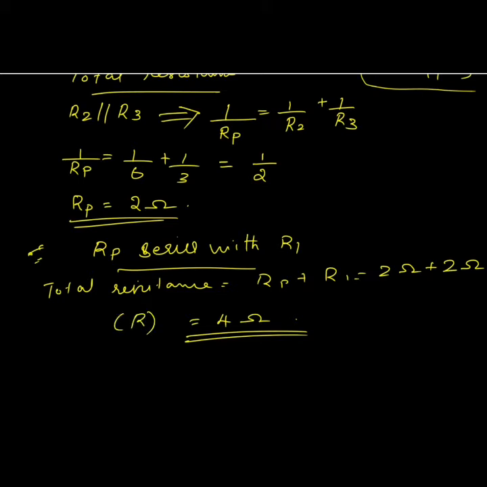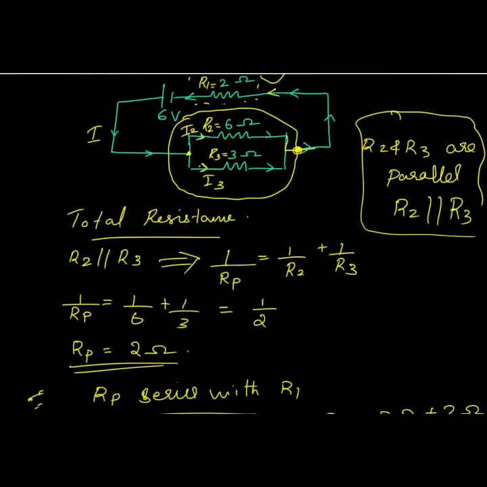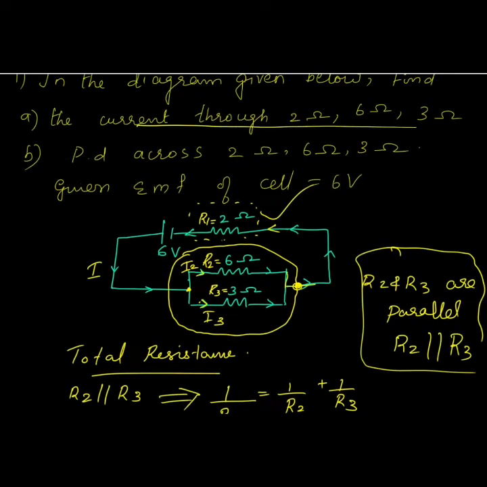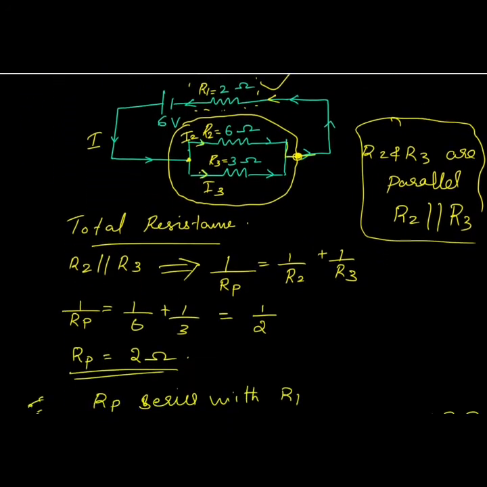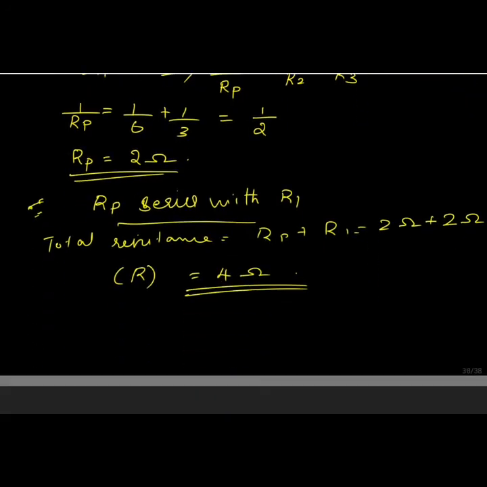Total resistance is R. Now we have to find, the first question is to find the current passing through 2 ohm, 6 ohm and 3 ohm. So the current passing through 2 ohm is actually the main current I itself, isn't it? Because it is in a series manner, so main current will be flowing through the resistance R1. So first question, we will find current through R1, that is 2 ohm. Okay, so that is actually what? Main current itself.